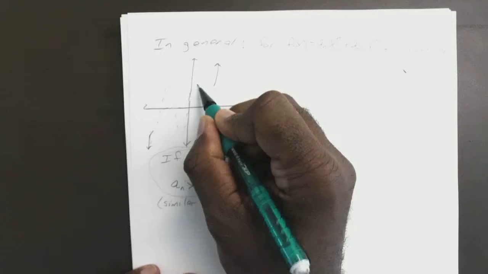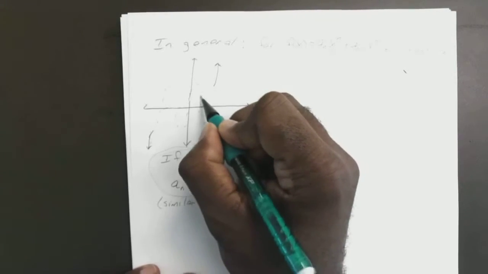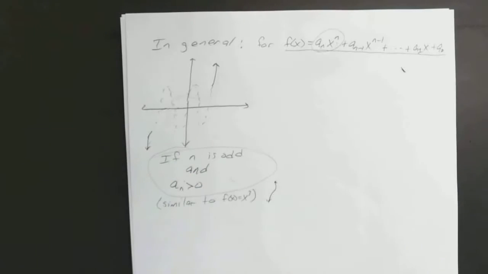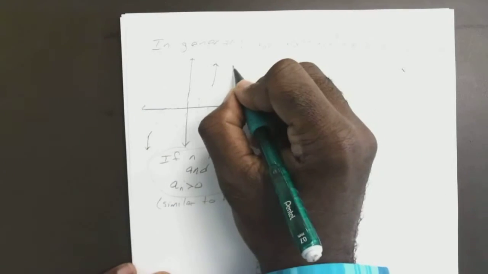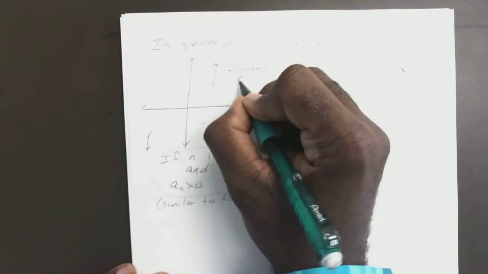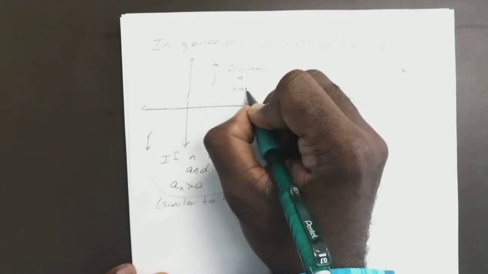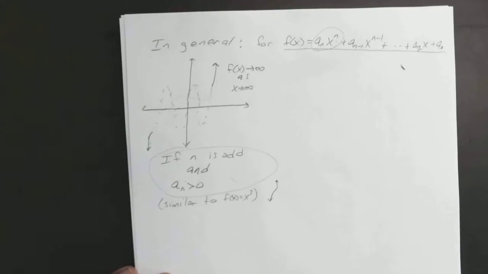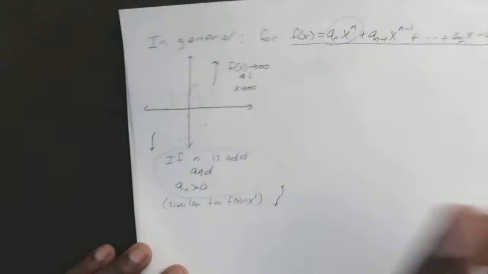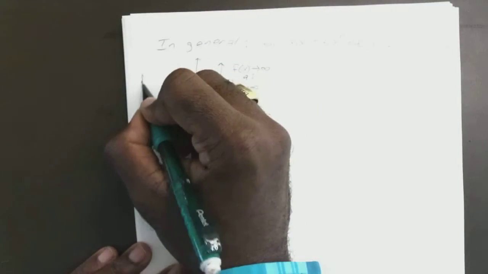Like I said, inside of here, it can look like that, and it all depends on what the graph is. But we know those endpoints are going to look exactly the same. So we know that f of x is going to approach infinity as x gets bigger, and f of x is going to approach negative infinity as x gets smaller.